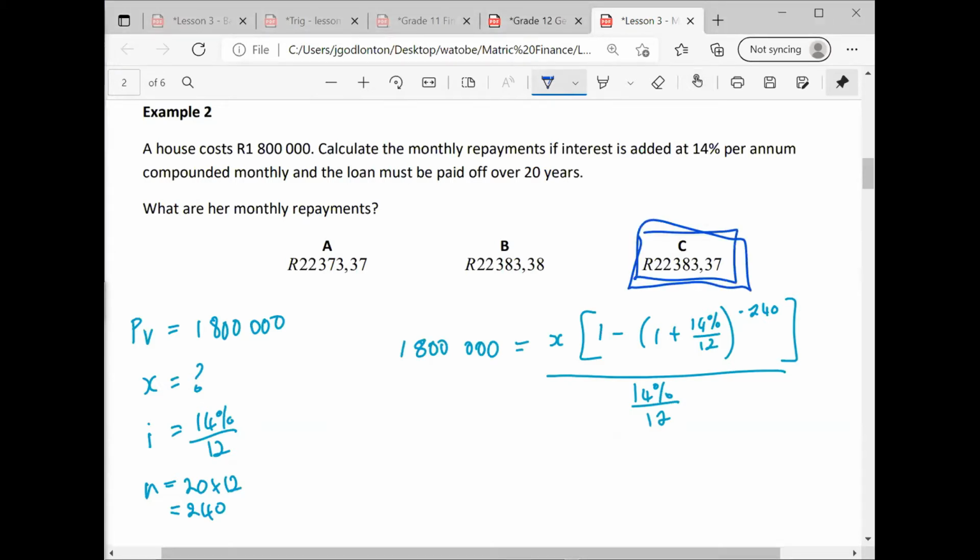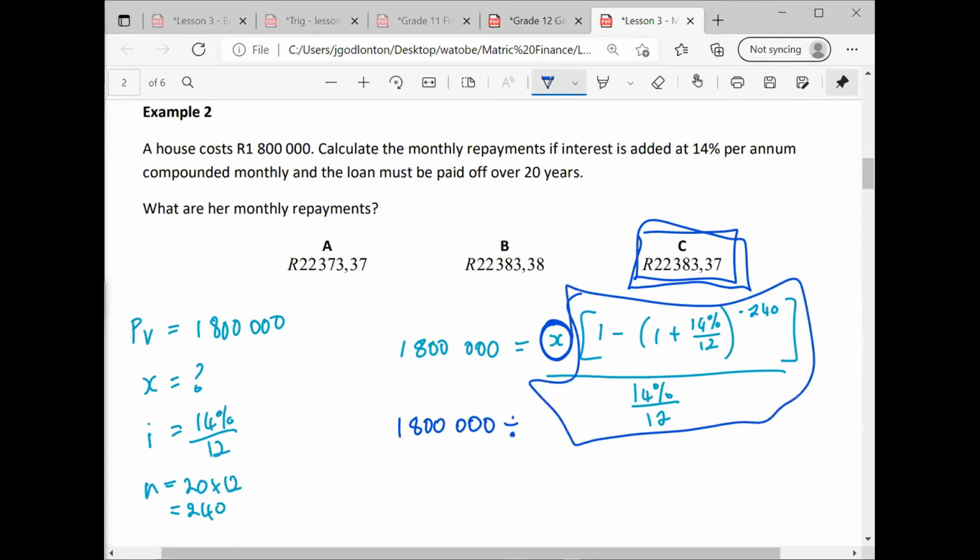Well done. The easiest way to find X in this situation while still maintaining the integrity of our number is to just say the 1,800,000 in our calculator divided by this whole monster over here. And then we'll find our value for X, and you should definitely get your answer of C.